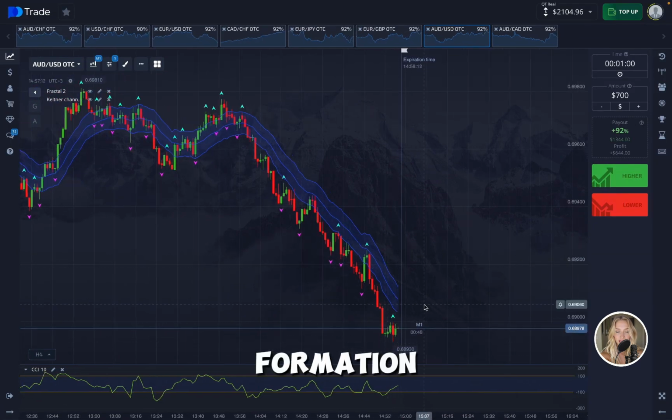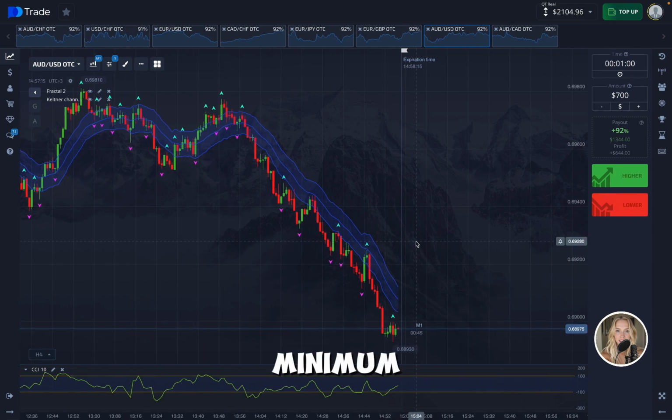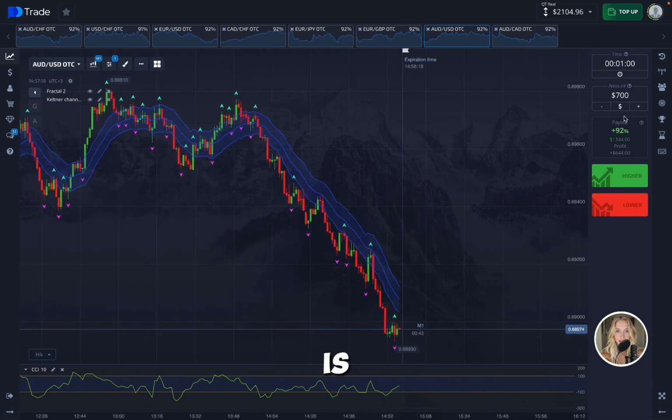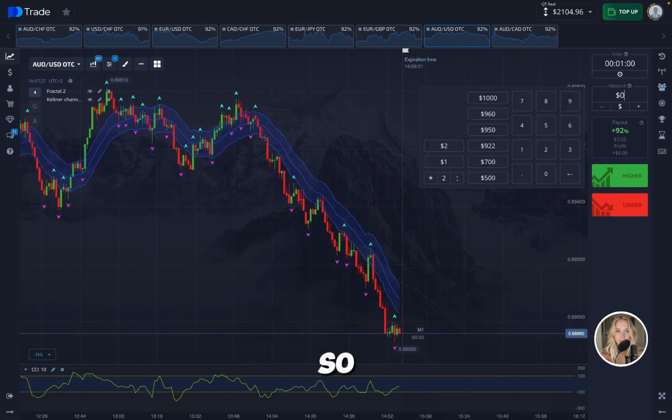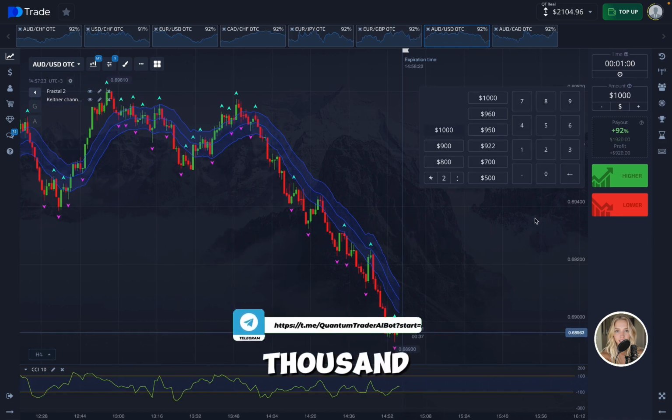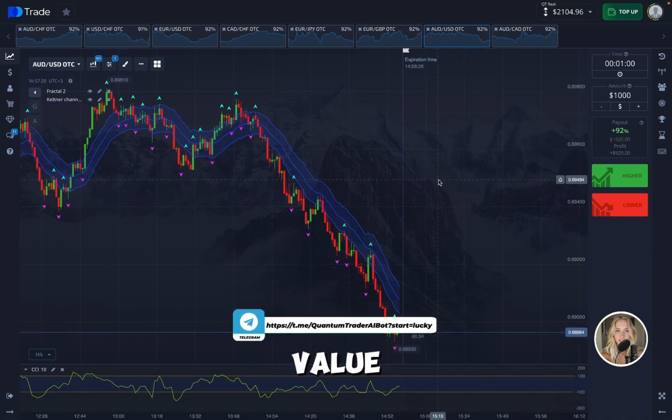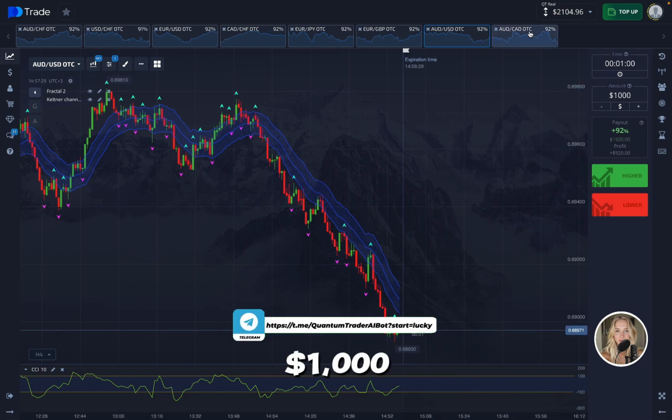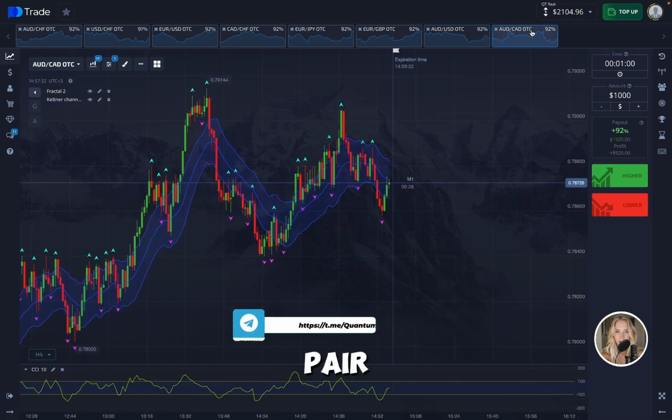So we have a formation. There is a new local minimum. In general, everything is happening as I expected. So we are already in the black by $1,000. Let's change the amount of the value and already put $1,000 and select the next currency pair.